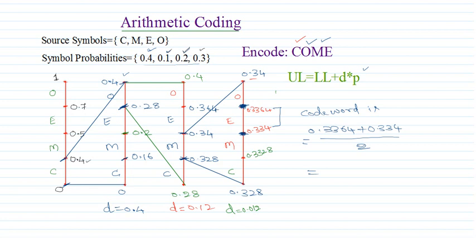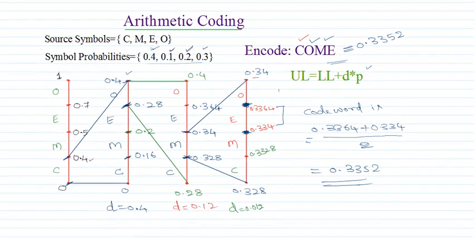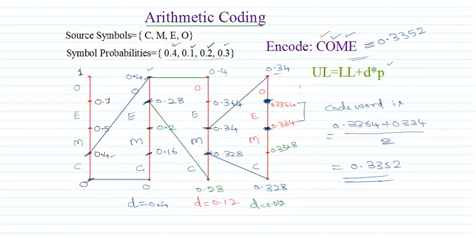So what is that number? That number will be 0.3352. So this data will be encoded as 0.3352 using arithmetic coding. This is how we can develop a code word for any string or text message using arithmetic coding.